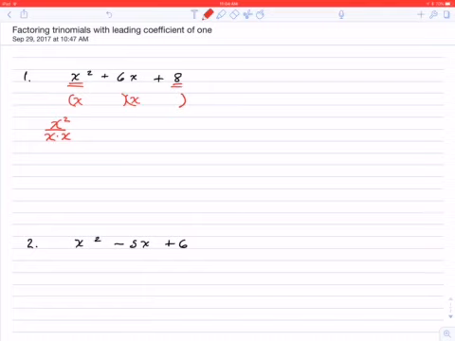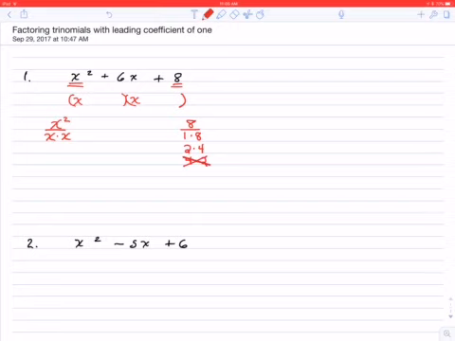Then we want factors of the last term. So 1 goes evenly into 8 times. 2 goes evenly into 8 4 times. 3 doesn't go evenly into 8. 4 goes evenly into 8 twice. Now, when the factors start to repeat, we have them all.